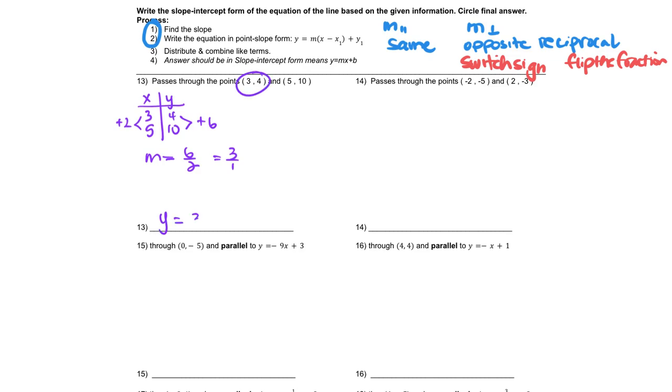So that is going to be y equals 3 times x minus 3 plus 4, because inside the parentheses should be the opposite of what you have in your point. So these are opposites, and outside the parentheses is the same. It would be accurate to use the other point. That would be correct, you could have y equals 3 times x minus 5 plus 10, but you only need one equation. So pause here and do example 14.